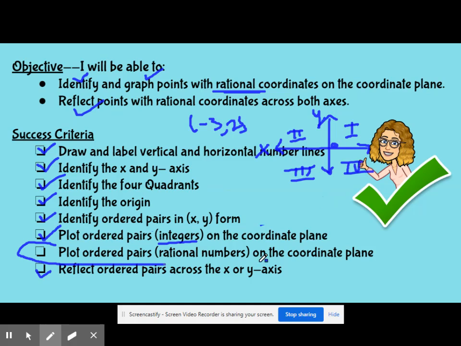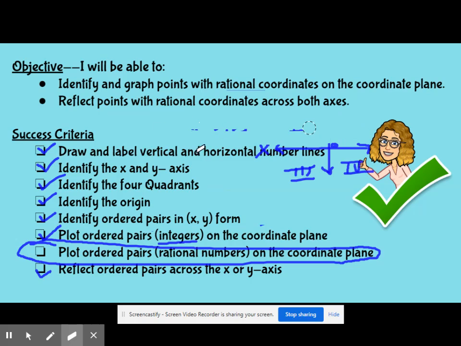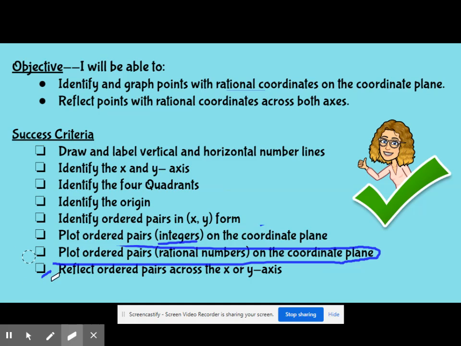The only thing we can't check off is we haven't plotted rational numbers, fractions and decimals yet, and we will do that next class. So your assignment is going to be in Savvas Realize. You have a few questions on graphing integers in the coordinate plane, graphing integers, and identifying quadrants.